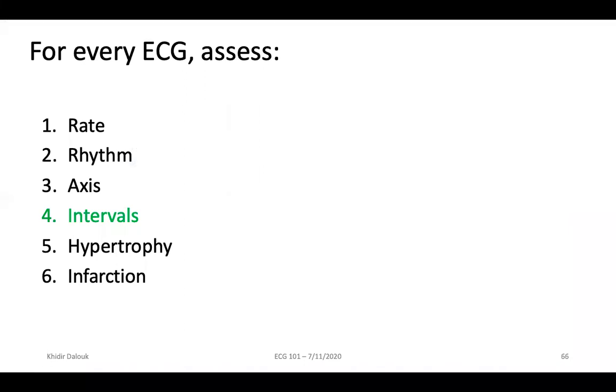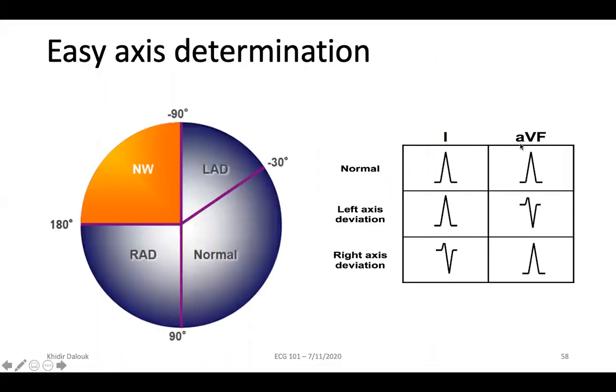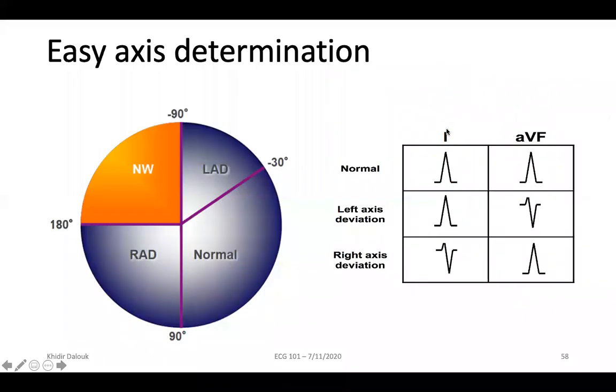Next, we will go to intervals. I see that there is a question: from which point should we read the axis? Yes. As I said, a simple way to look at the axis is just to look at lead 1 and AVF. If you don't want to worry about getting the degrees and all that, it takes a lot of time, and you need to define the phasic lead and go back and remember this hexagonal diagram. You can keep it simple. If you remember this, that's all you need.